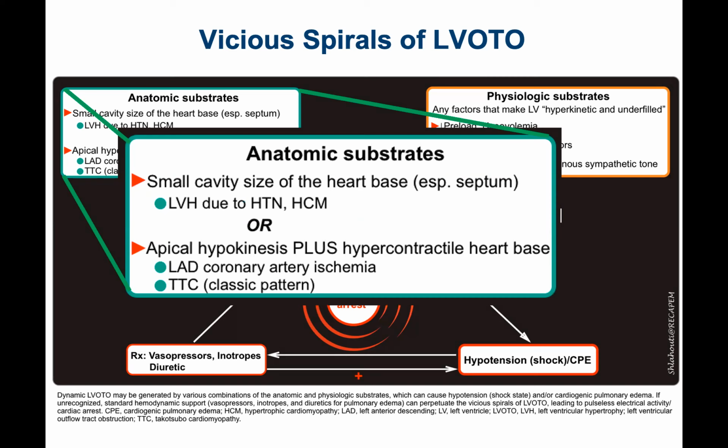Or oftentimes you can have apical hypokinesis. So you have an LAD ischemia, and that apex of the heart is not moving. And so then maybe the base of the heart is going to become hypercontractile. And that could also contribute to systolic anterior motion of the mitral valve, or Takotsubo again, because that base is working, but you have that apical ballooning.